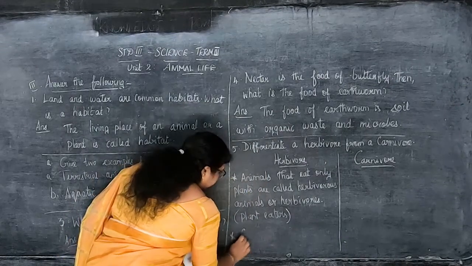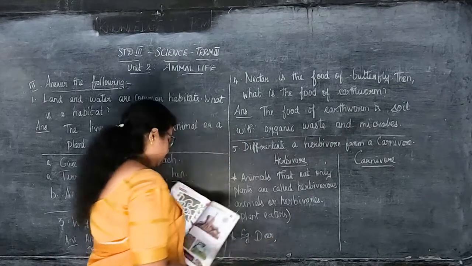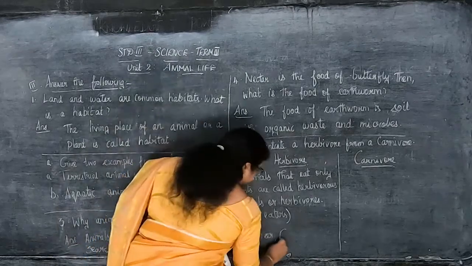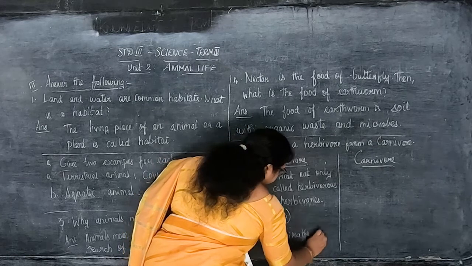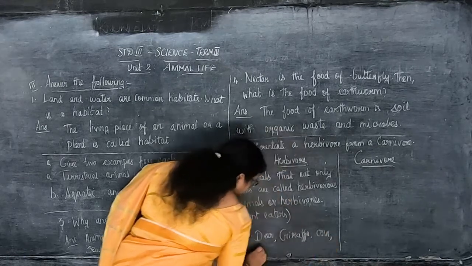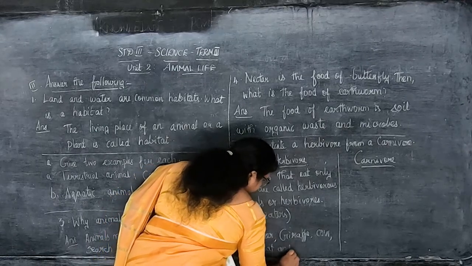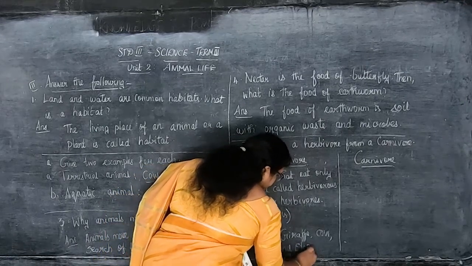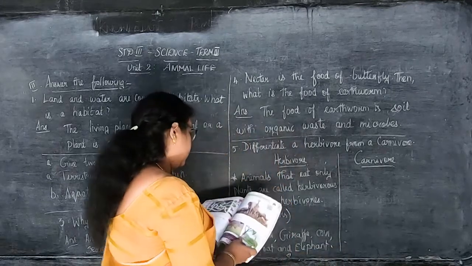Now, example. Next is example: deer, giraffe, cow, goat and elephant. All these are herbivorous animals. Okay. Now next we'll go to the carnivores.